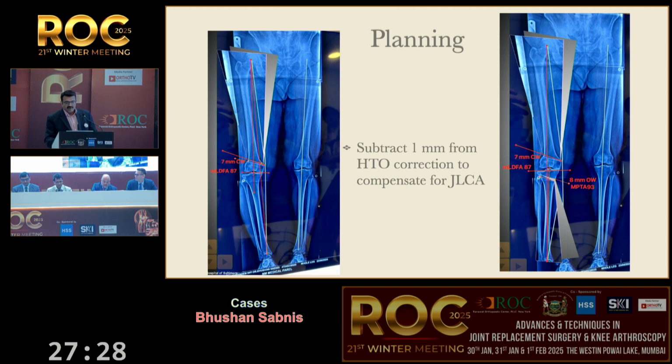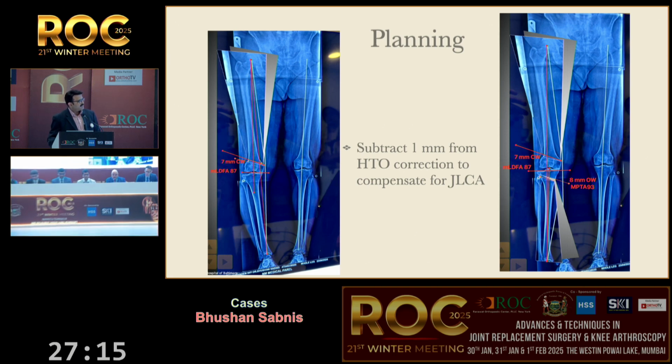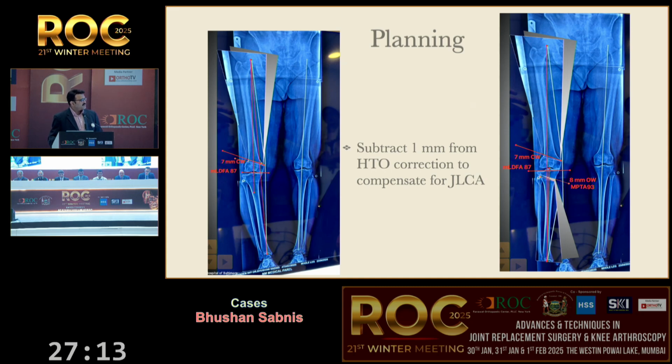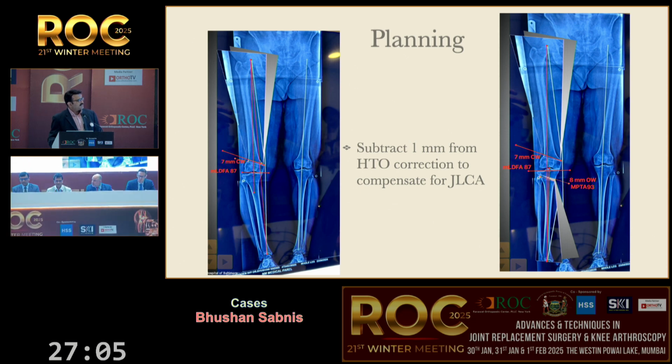Raghu, yes, sir. So we're doing a double level osteotomy for him, as we know. I was going to subtract 1 millimeter from the correction ratio because my MPTA was already 93 to compensate for JLCA. What's your approach? Would you subtract anything for soft tissue laxity or just leave it like that? I would like to leave it like that. Mukesh, would you subtract anything from your correction to compensate for soft tissue laxity? As I told you, it depends on the simulation. I may go 1 degree more on the femoral correction and then not do anything else, but if it's an isolated HTO, I would definitely subtract that laxity.